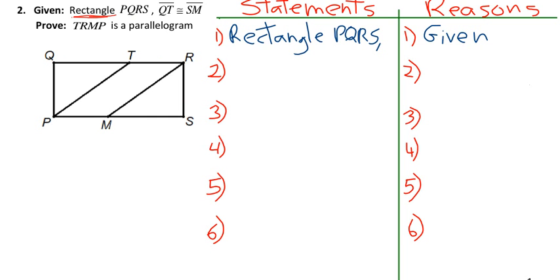And then we have that QT, which is this part here, is congruent to SM, which is this part here. So this piece is congruent to this piece.